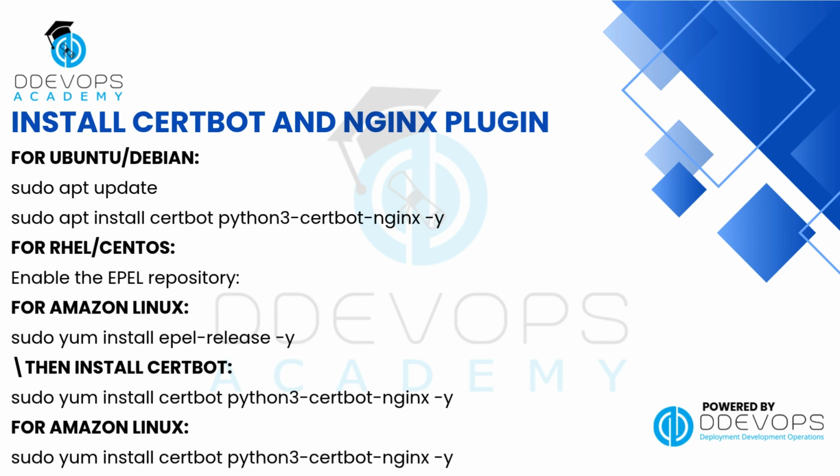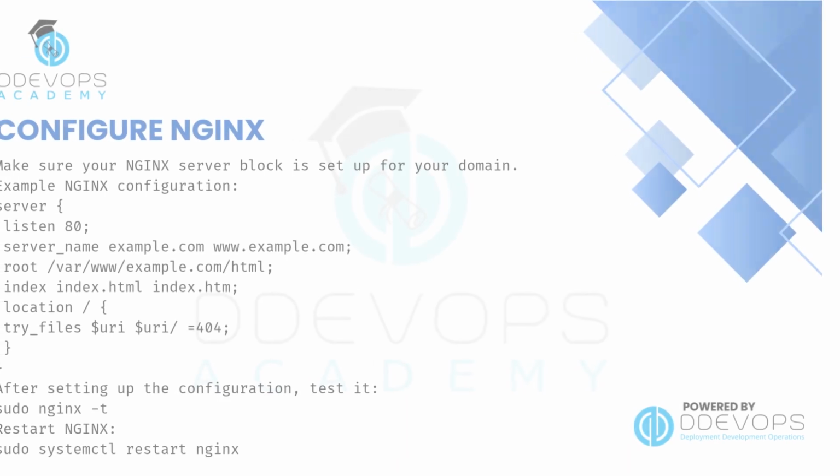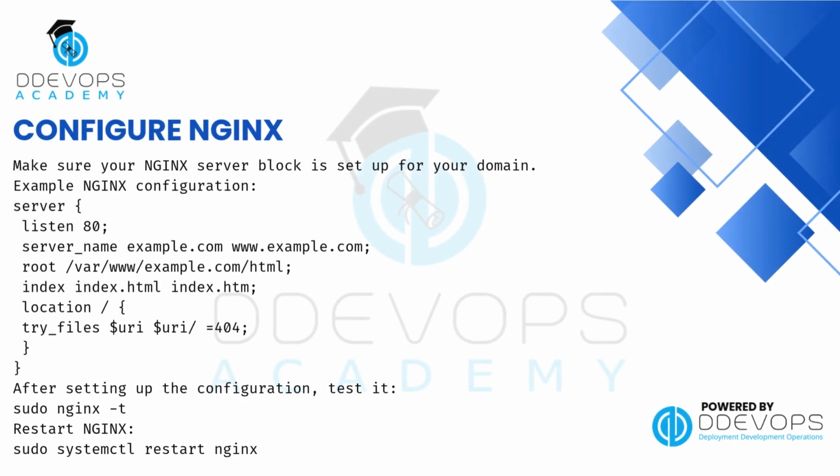Next step. Obtain SSL certificate. Once Certbot is installed, this will automatically configure NGINX. Request and install SSL certificates. Set up auto renewal. Check the example configuration of NGINX for more understanding.